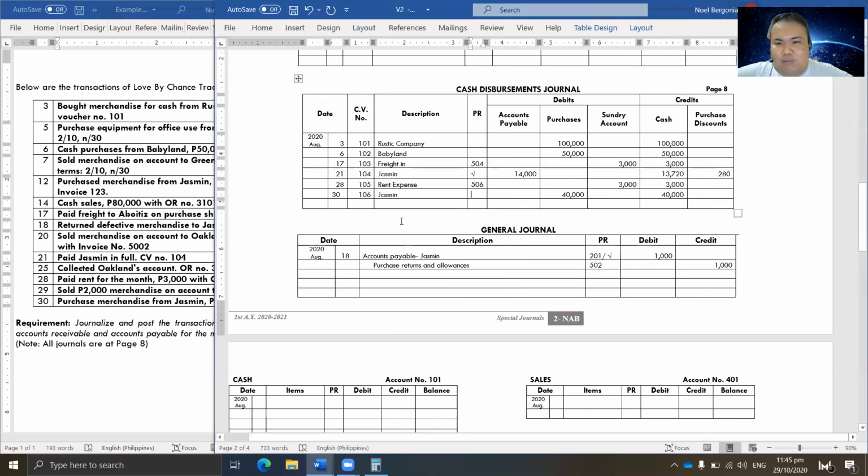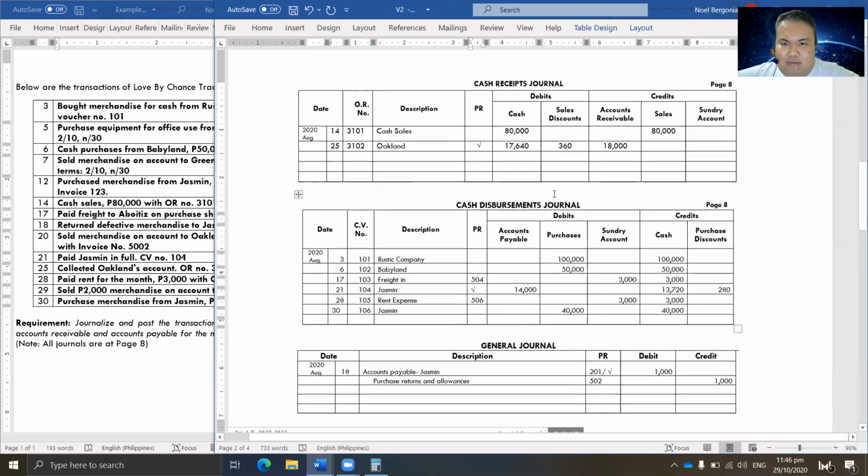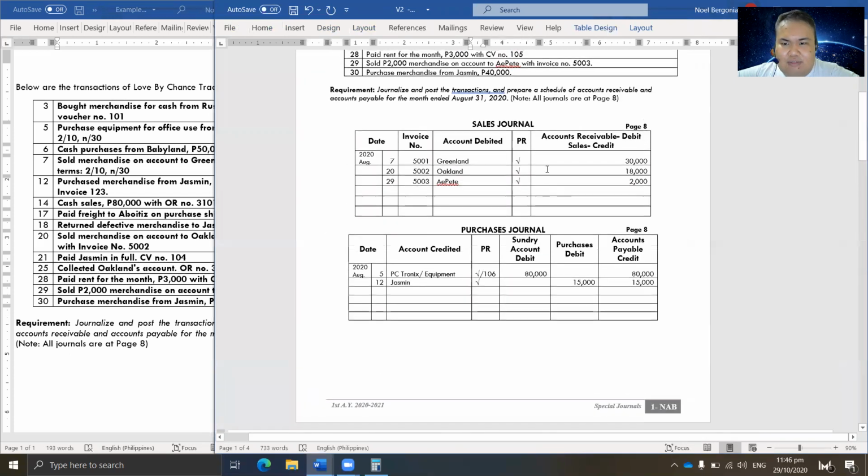Okay, so ayan. So what we need to do is to total. So after mong ma-journalize, guys, lahat ng transactions, so each of the tinatawag natin na special journals, you need to compute for the totals ng mga columns kasi we need to put them in our general ledger. Okay? So unahin po natin itong sales journal. Okay, magkano po yung total niyan?